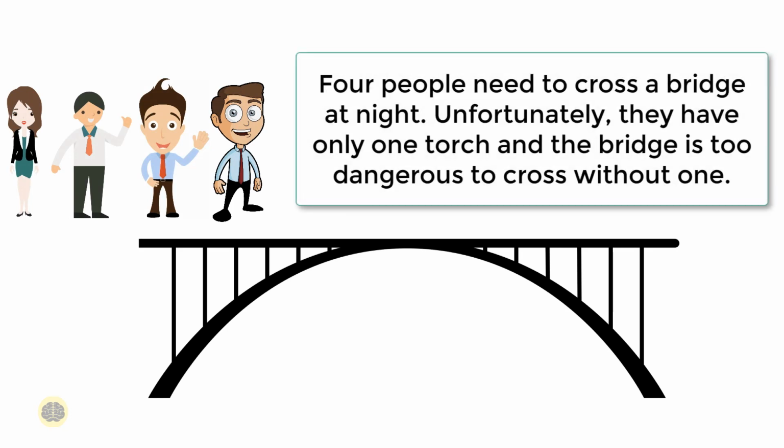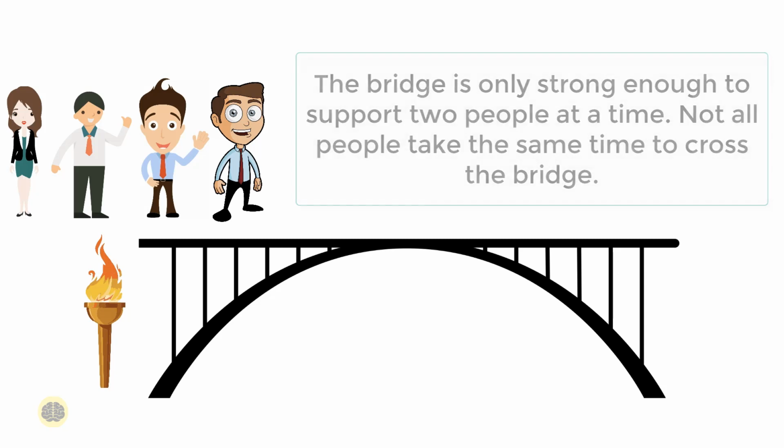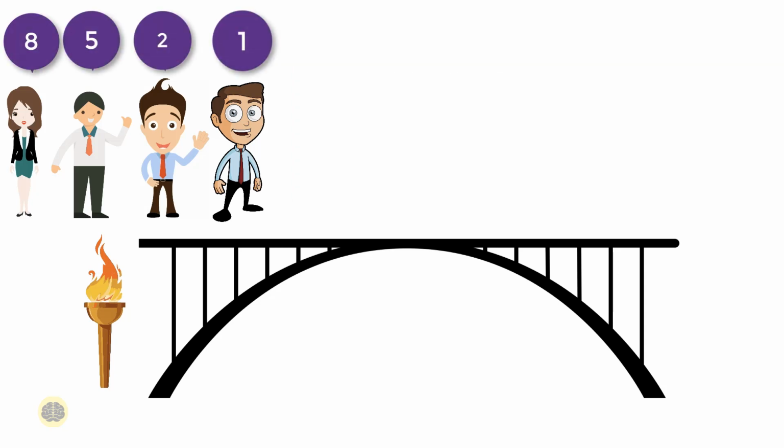Four people need to cross a bridge at night. Unfortunately, they have only one torch and the bridge is too dangerous to cross without one. The bridge is only strong enough to support two people at a time. Not all people take the same time to cross the bridge. A takes 1 minute to cross the bridge, B takes 2 minutes, C takes 5 minutes, and finally D takes 8 minutes.